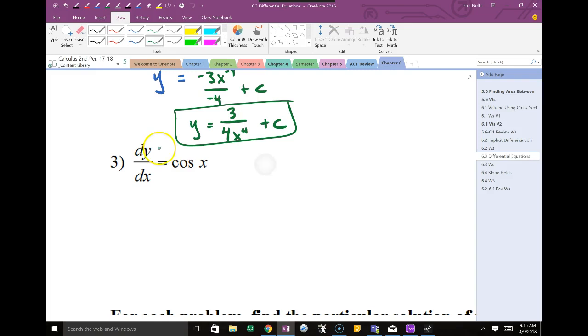All right, first step on this one: multiply by dx. So we end up with dy equals the cosine of x dx. If you want to throw a 1 out in front of there, it makes your brain maybe a little bit easier to work with. So now what do we do?